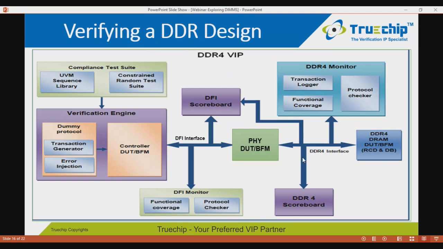On both interfaces, there is a monitor and a scoreboard. The monitor helps in checking violations of the timing parameters, and the scoreboard helps to check the data integrity. DFI scoreboards collect the data from the DFI interface and also from the memory interface, which further compares the data for read and write transactions. Similarly, the DDR4 scoreboard collects the data from the memory interface and further checks the data integrity for the read and write transactions from and to the memory.